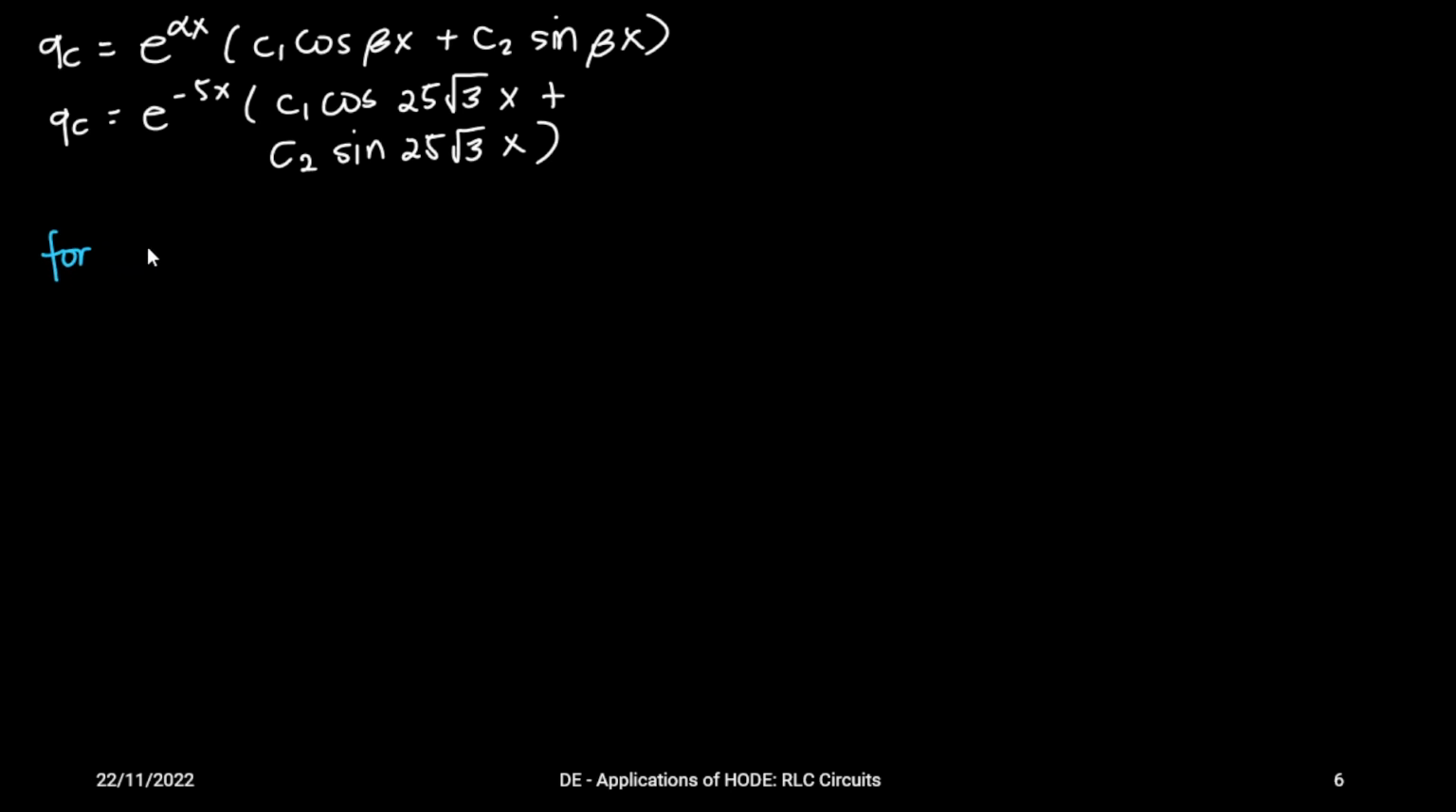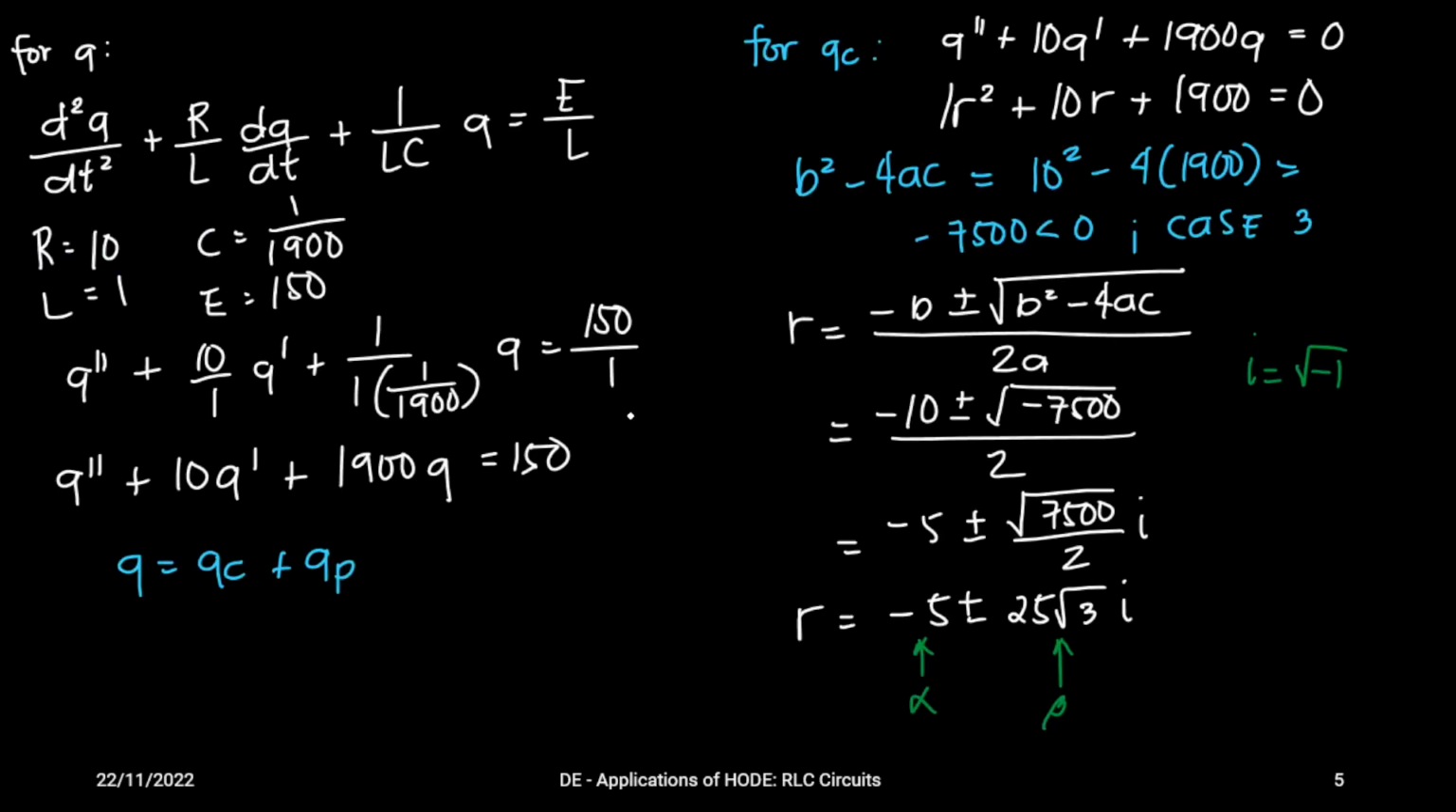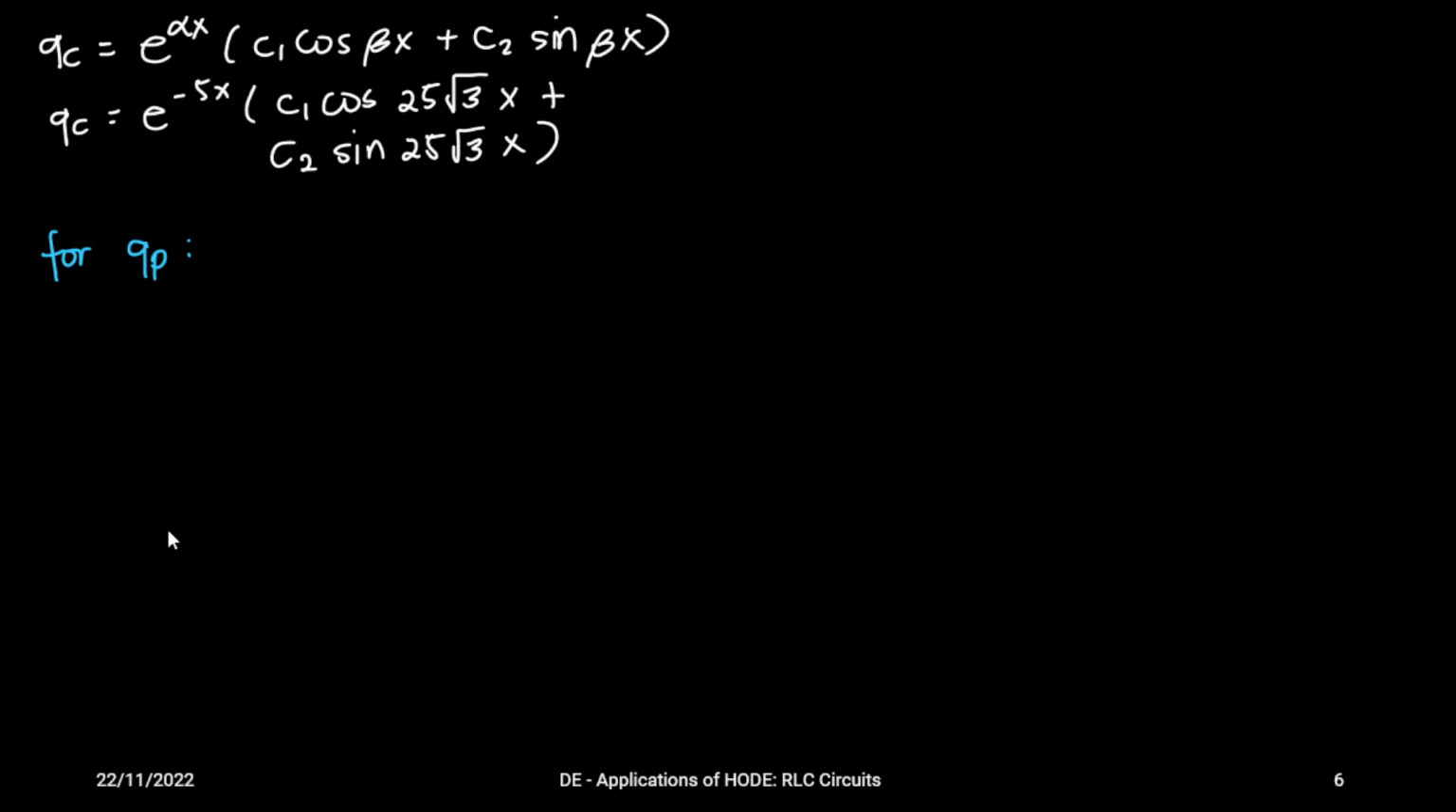So for Q sub P, okay, so we have here our differential equation: Q double prime plus 10Q prime plus 1900Q is equal to 150. So how are we going to proceed from this?